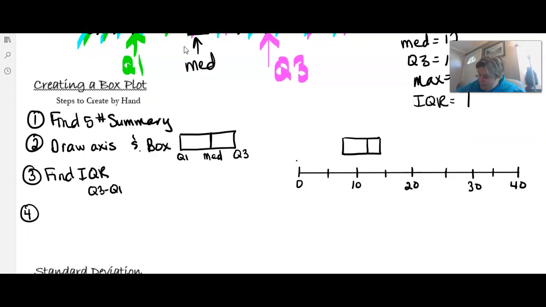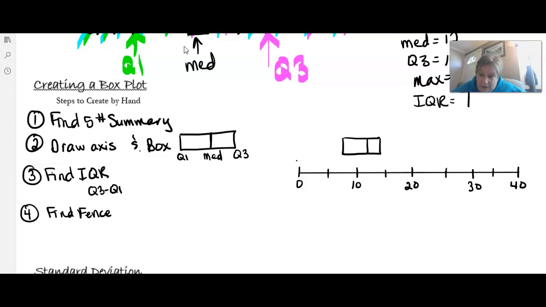Step 4 is I need to figure out where my fences are going to go. A fence on a box plot, anything that goes outside of the fences tells us that it's an outlier, okay? When we look at histograms, sometimes it's hard to know whether or not something is an outlier, but I can find out for sure on box plots because anything outside of a fence is an outlier.